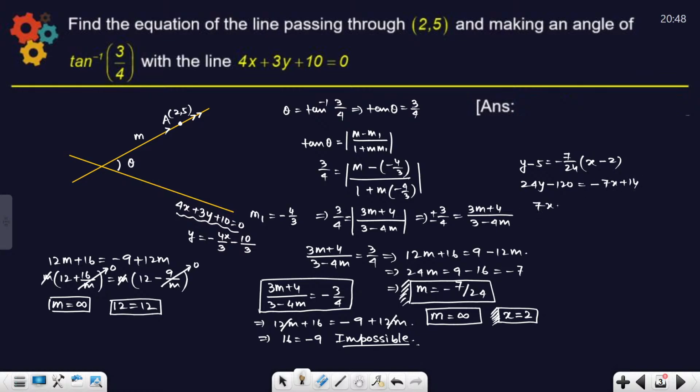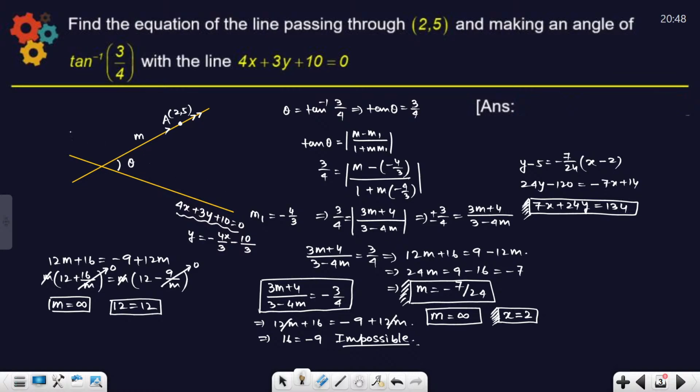So we are having 7x + 24y = 134. Is it clear? So the equation of one line will be this, and the equation of the other line will be x = 2. Is it clear? Now you can ask me, sir, why two answers are coming?